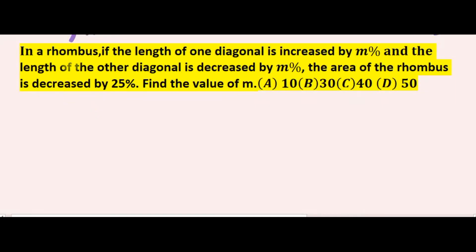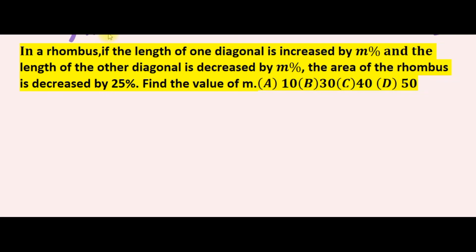We are given in a rhombus, if the length of one diagonal is increased by m% and the length of the other diagonal is decreased by m%, the area of that rhombus is decreased by 25%. Then we ask to find the value of m.